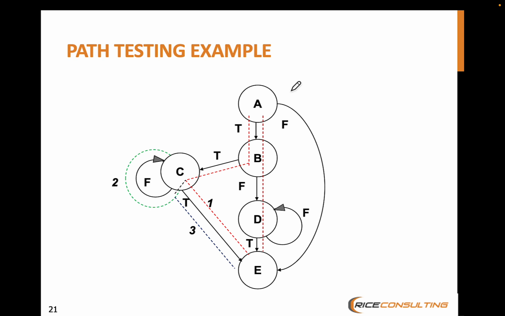Then we have A going down to B. That's true. Just falling through. B is false. We go through D. D is true. We go down to E. And that's our fourth path. Then we have the path where A is false. That would be path 5. And then we want to pick up this one too, where D goes into that loop, stays in the loop while it's false and then goes out when it's true. That becomes the 6th path in that example.